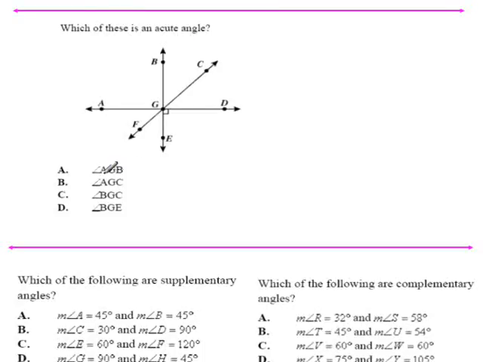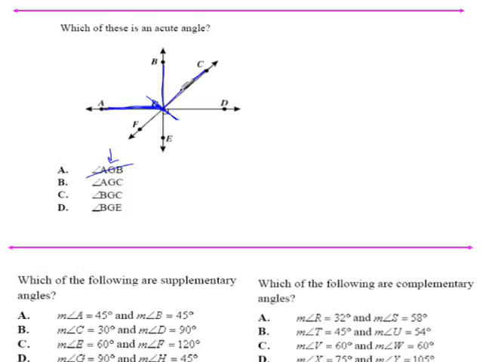Which of these is an acute angle? Angle AGB. Well, remember that the middle one is the vertex. So we start outside, inside, outside. So AGB, that's a vertical angle with this one, which is a right angle. So it's not that one.